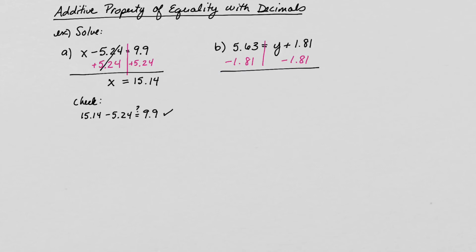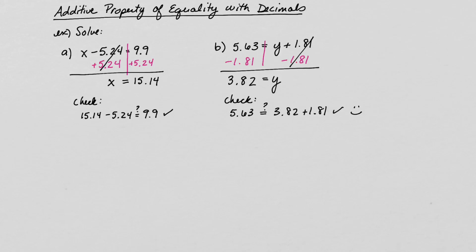And if I do that, on the left-hand side there, I'm going to punch that into my calculator. So 5.63 minus 1.81 is 3.82. And on this side, the 1.81s cancel, and I'm just left with y. And again, you can check your answer. So 5.63, does that actually equal 3.82 plus 1.81? So if you actually add 3.82 plus 1.81, you do get 5.63. So yep, works out. We're all happy.